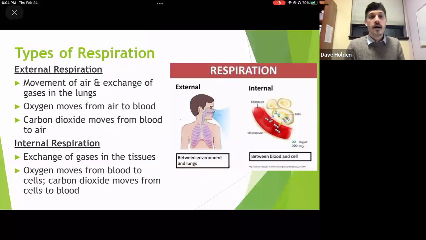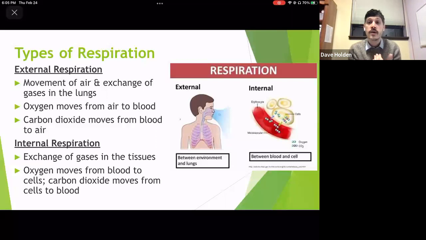Okay, there are multiple types of respiration. Generally, I say 3 types of respiration. External and internal respiration has to deal with the movement of those gases. External respiration is what you normally call breathing. That is exchanging gases with the external world, the outside world. So movement of air and exchange of gases in the lungs. Oxygen moves from the air into the blood. Carbon dioxide moves from the blood into the air. Primary or external respiration.